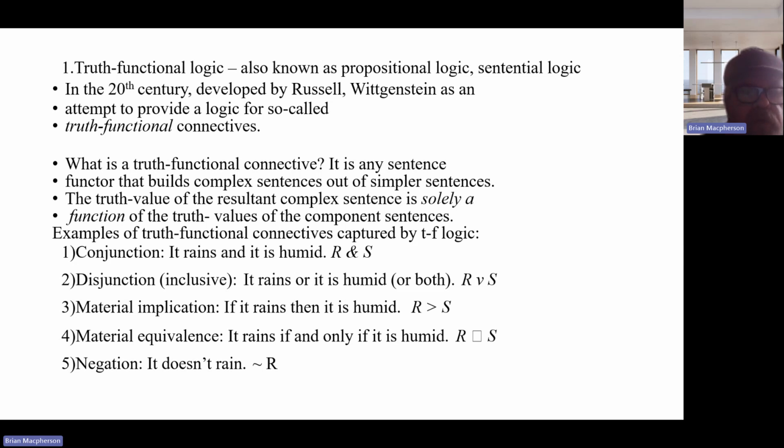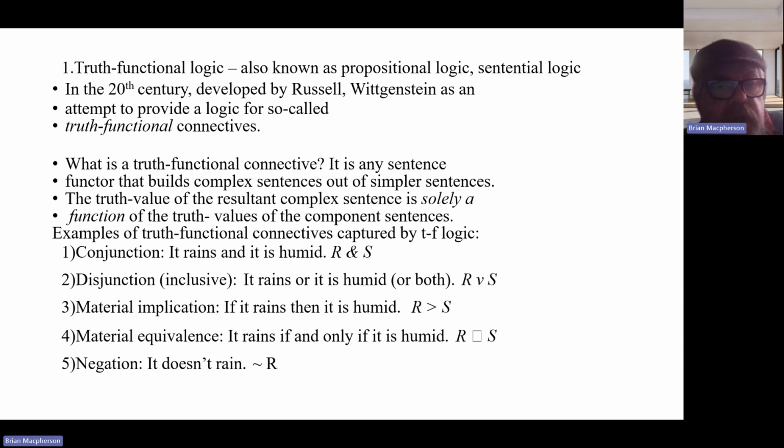Another truth functional connective that is captured by propositional logic is or. And we've seen or before, right? This is the inclusive or. Remember, we distinguish between the exclusive and the inclusive or. A inclusive or B means that A could happen or B could happen or both. A exclusive or B means that A can happen or B can happen, but not both. So the sense of or that's captured in propositional logic is the inclusive disjunction. It rains or it is humid or both, R wedge S. So usually you use the little V, the vel, for or, and you use the ampersand, and some people use the dot, for conjunction.